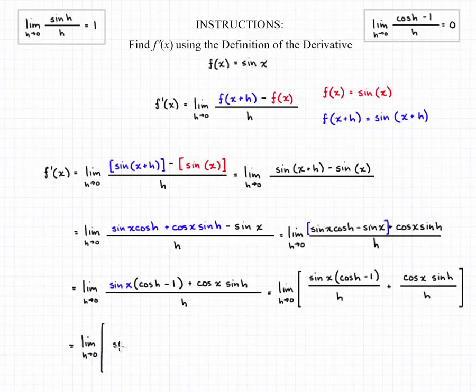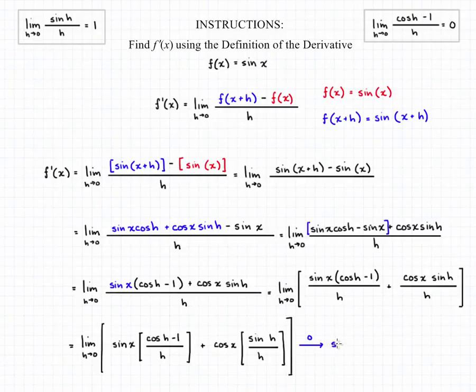So we're going to have the sine of x times the fraction cosine of h minus 1 over h. And that's going to be added to the cosine of x times the fraction the sine of h over h. And we've done this because, as you can see up top, we have some identities for those functions when we're taking limits that approach 0.